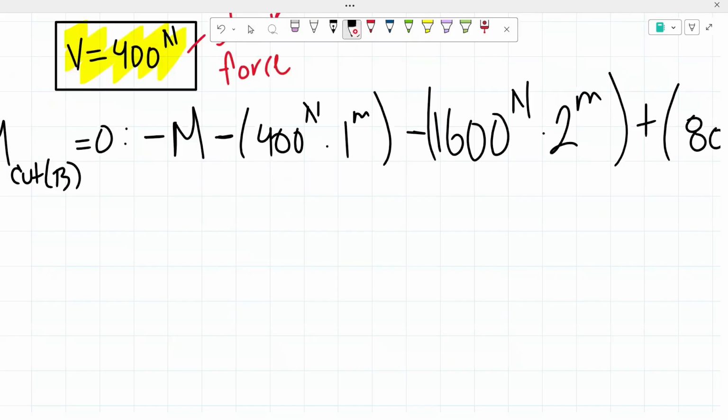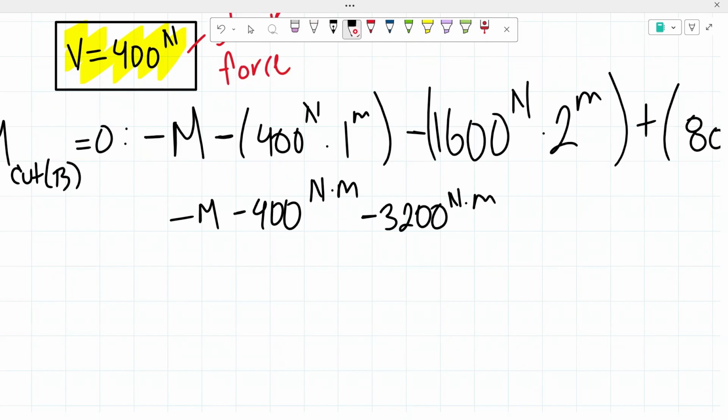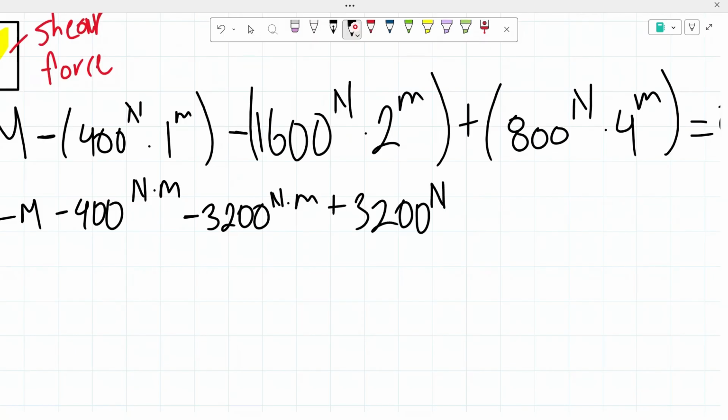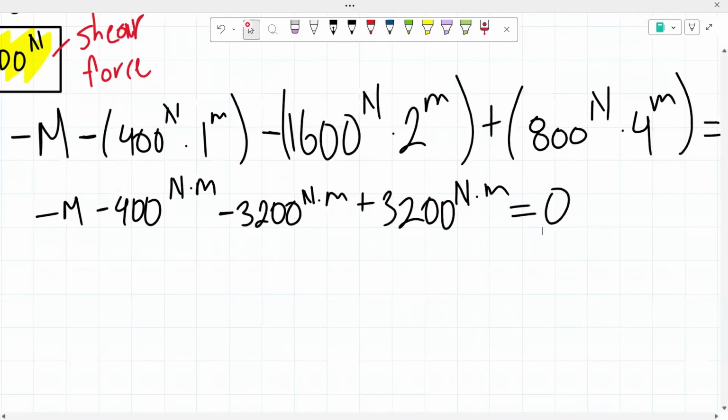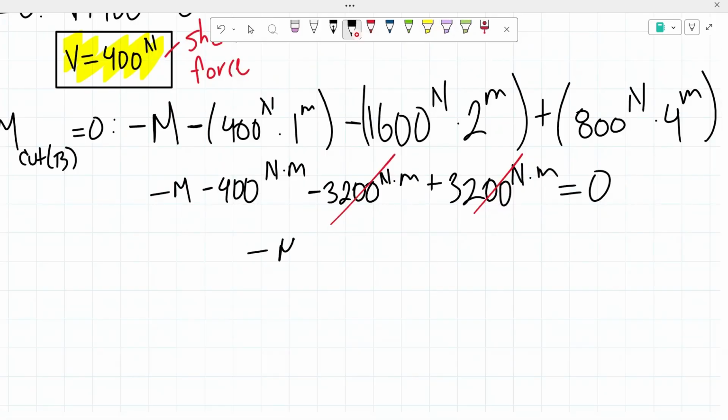So let's just start simplifying this. We have negative M minus 400 Newton meters minus 3200 Newton meters plus 3200 Newton meters. All of that has to equal 0. We could see here that these two would just cancel each other out since this one's positive, that one's negative. So then we have negative M minus 400 Newton meters equals 0.